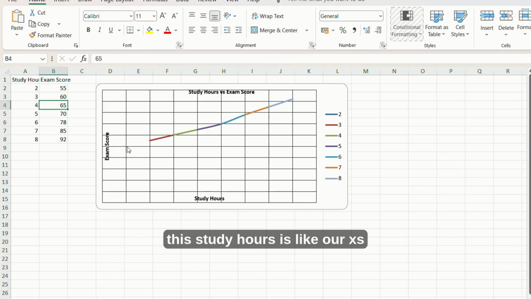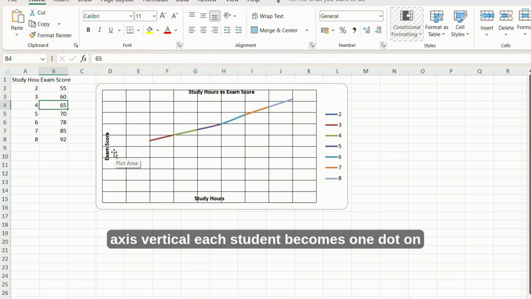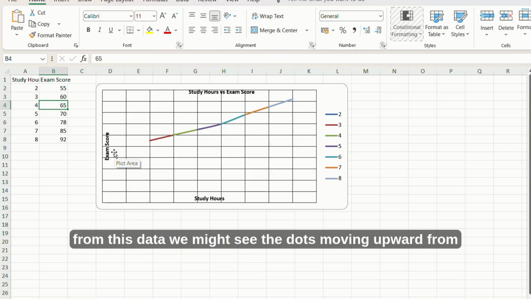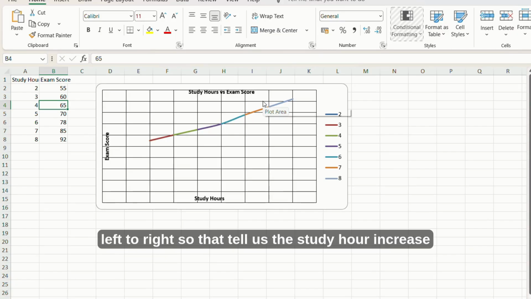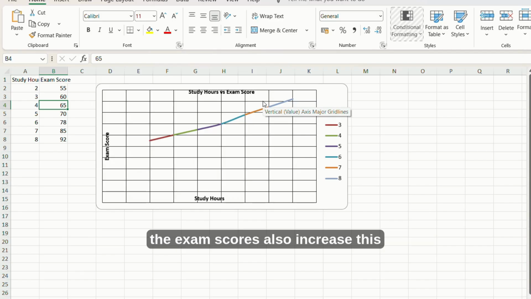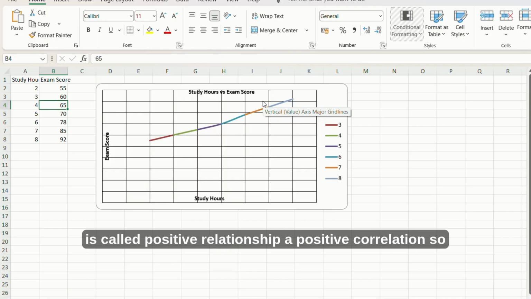So the study hours is our x-axis and the exam score is our y-axis, vertical. Each student becomes one dot on the chart. If we create an XY scatter chart from this data, we might see the dots moving upward from left to right. That tells us that as the study hours increase, the exam scores also increase. This is called a positive relationship, a positive correlation. The chart helps us see the pattern much faster than looking at rows of numbers.